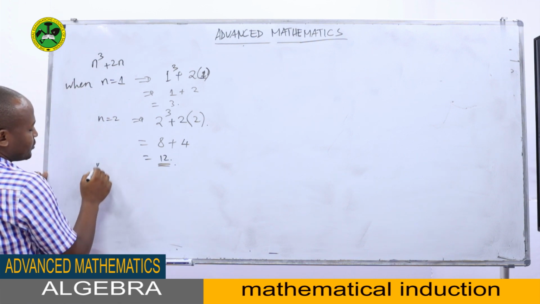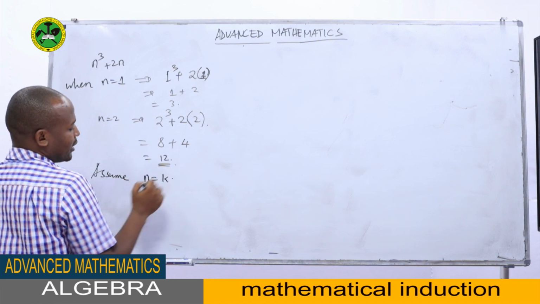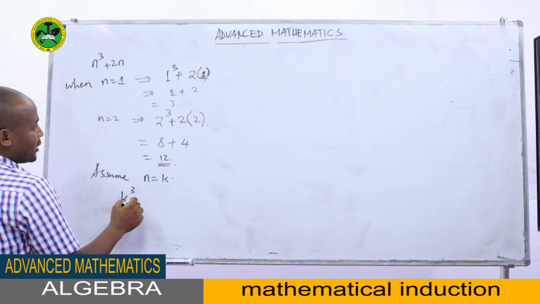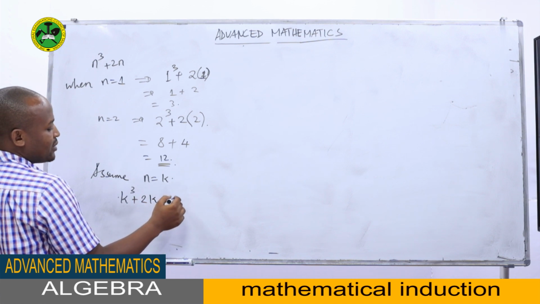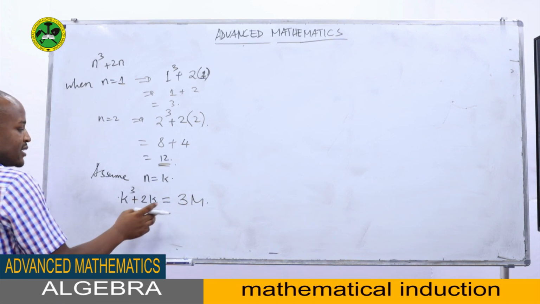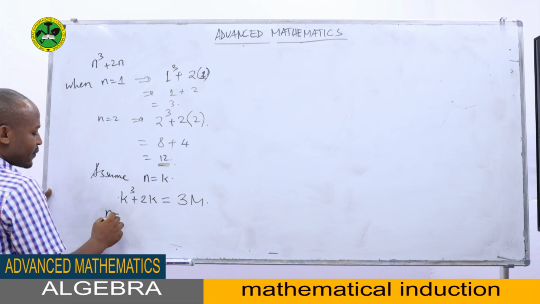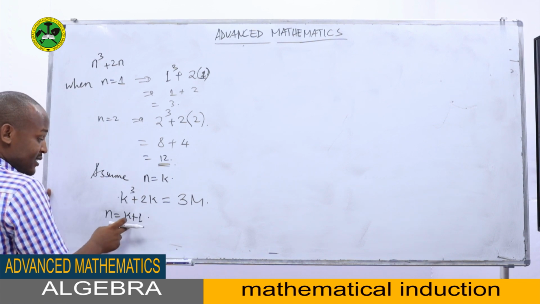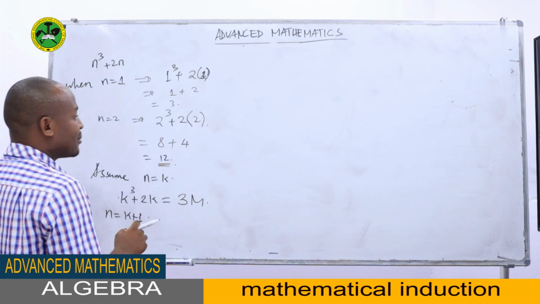Now assume n is equal to k. That means we have k raised to 3 plus 2k, and this is supposed to be divisible by 3. That means it is a multiple of 3. Now, what are we required to prove? When n is equal to k plus 1, will it hold true? Will it still be true that this factor, once we plug it there, will also be divisible by 3?